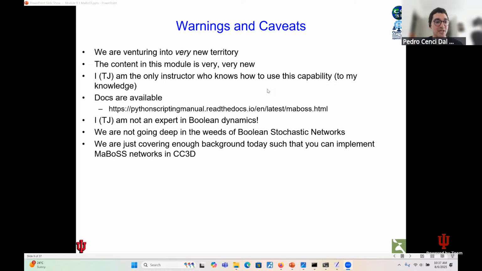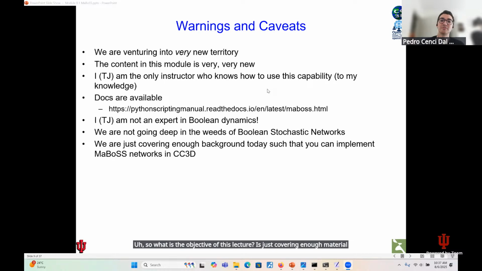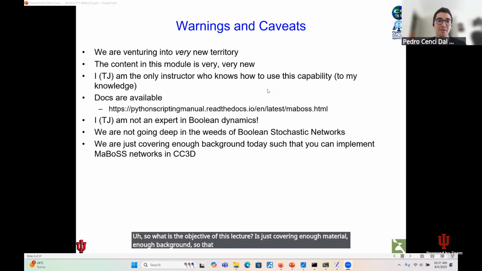So what is the objective of this lecture? It is just to cover enough material, enough background, so that you can implement MaBoSS networks in your CompuCell3D simulation.